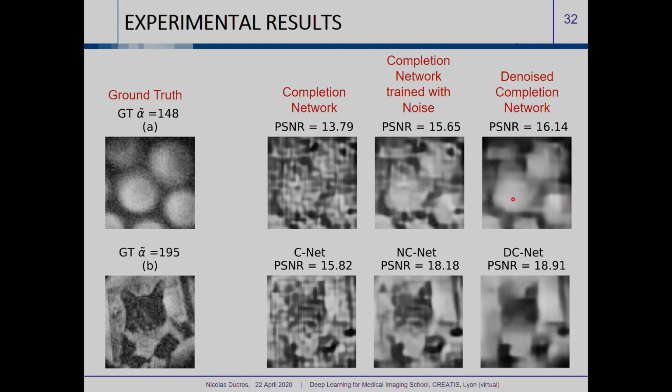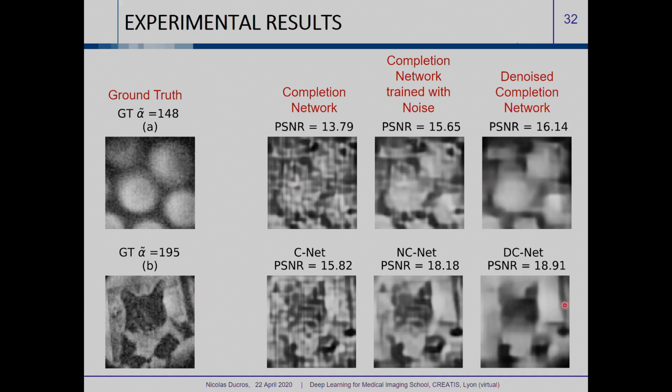Okay, so you can have a look at the peak signal to noise ratio. The higher the better. The best peak signal to noise ratio is provided by the denoised completion network, and you can also have a look at the visual differences between the three networks.